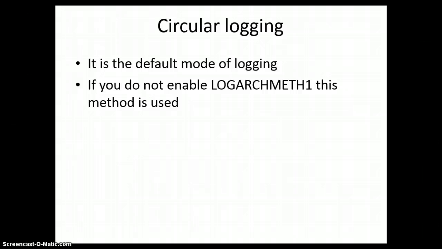So what is the difference between online backup and offline backup? In an offline backup, the database is completely offline and nobody can connect to the database. So for a production database, which should run 24/7, normally online backups are considered. In order to have online backups, you need to set up archival logging, and to do that, you have to enable the parameter logarchmeth1.